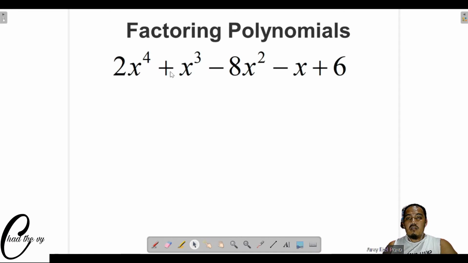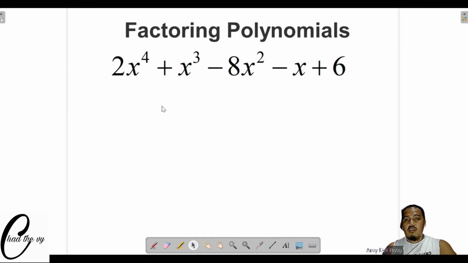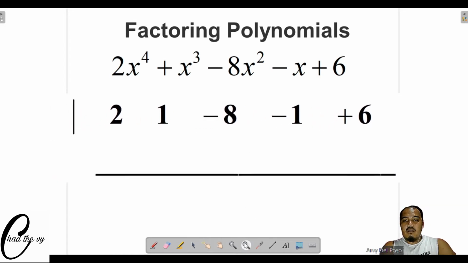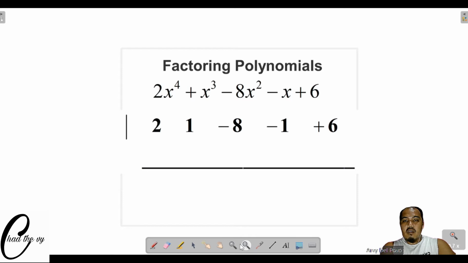Bali, ngayon, ito na yung kasunod ng ating example dun sa factoring ng polynomials. Kung mapapansin nyo, yung ating example dito ay 5 terms. Ang given natin ay 2x raised to 4 plus x raised to 3 minus 8x raised to 2 minus x plus 6. So, in this case, factor na natin by using the synthetic division. Medyo zoom out ko lamang konti para makita natin.